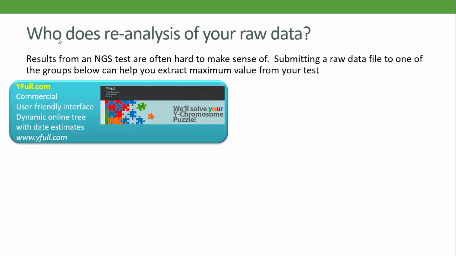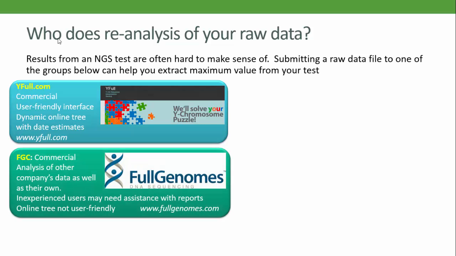YFull.com have a user-friendly graphical interface and help testers to read easily the most important aspects of their results for a small one-off fee. Their online tree is available free for everyone to consult, though only contains results that have been submitted to them. As well as doing their own test YElite, FGC also analyse results from other companies' tests for a similar cost to YFull. Which one to choose may depend on your haplogroup, YFull being particularly good for R1A, Q or I haplogroups, while FGC have worked closely with some of the R1b subgroups, for example.